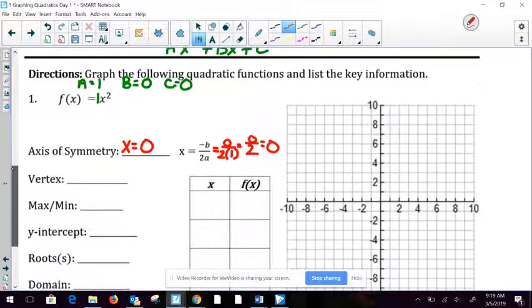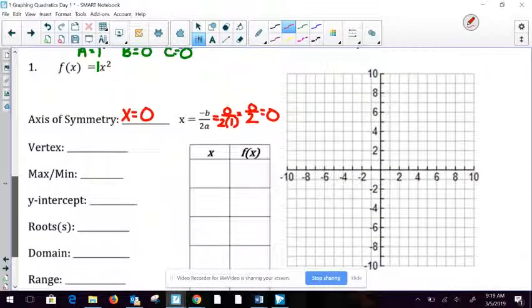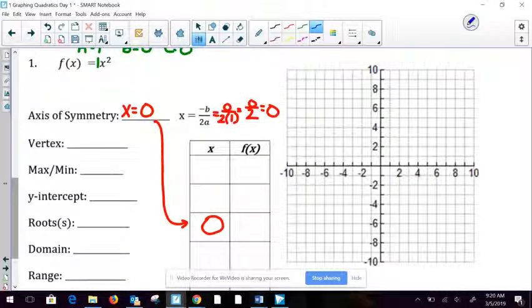So when we go to our table, this point is so extra important. It actually goes in the center of our table. We need to put that 0. So then when we're trying to figure out the vertex, the key here is we need to take what our axis of symmetry is and substitute it into our equation.